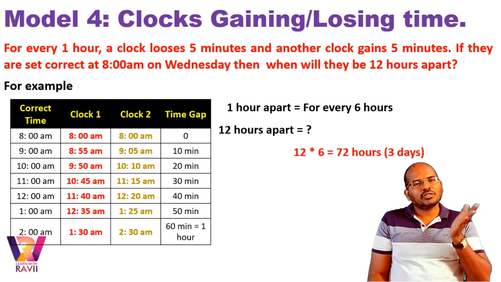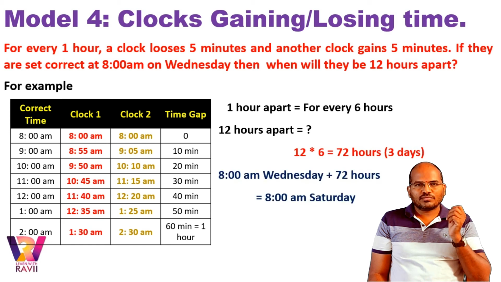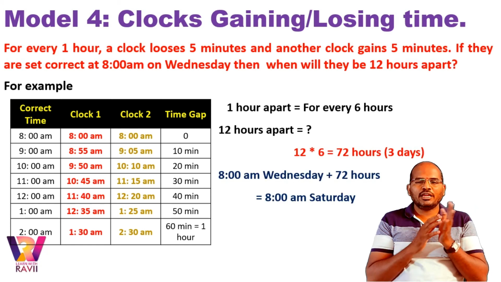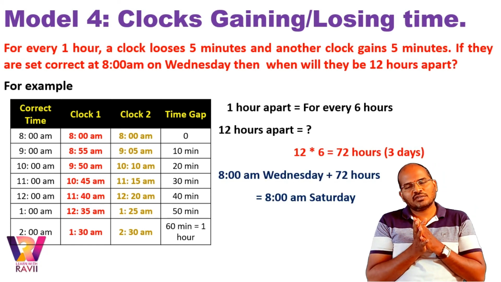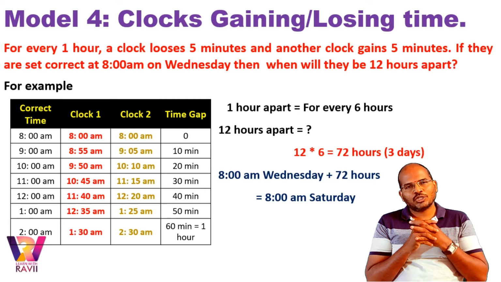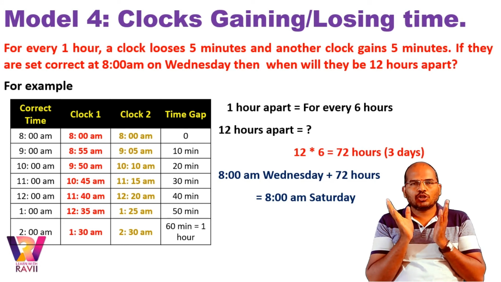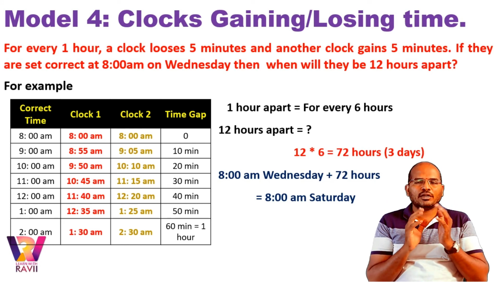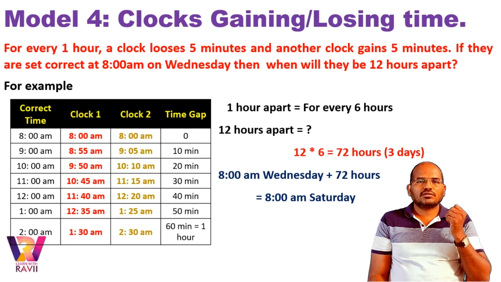The answer is 12, that is 72 hours. Now add this 72 to the time given, you will get the answer. So 8 a.m. Wednesday plus 72 hours is 8 a.m. Saturday. So on 8 a.m. Saturday, clock 1 and clock 2 will be apart by 12 hours.